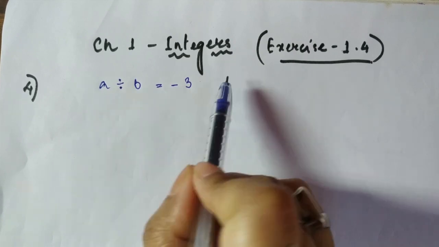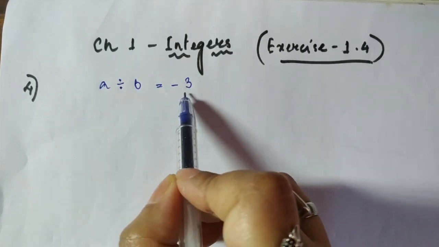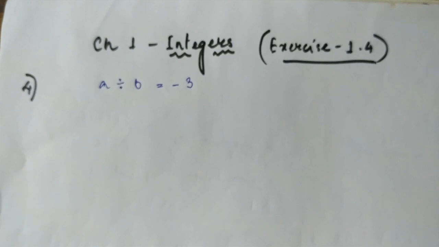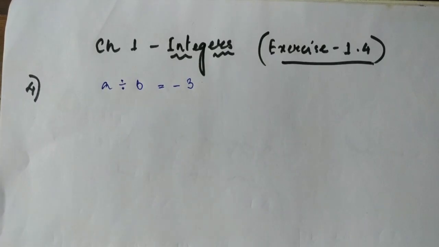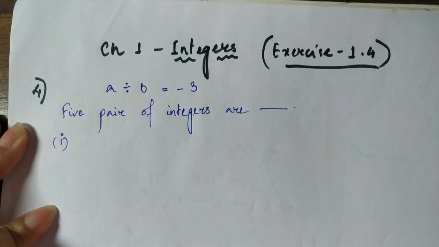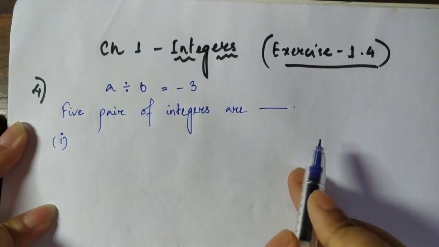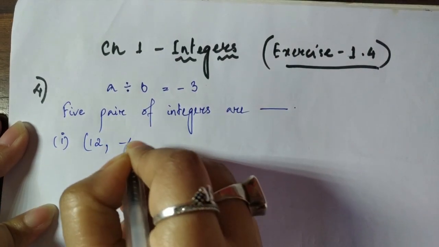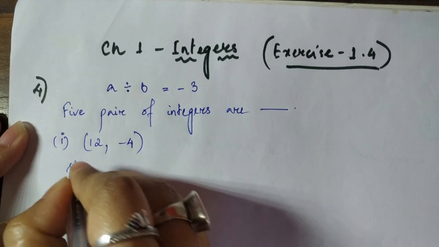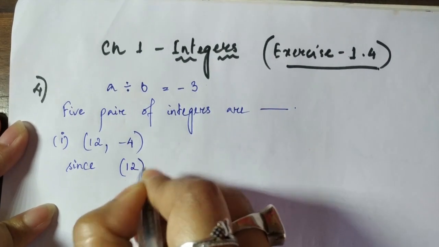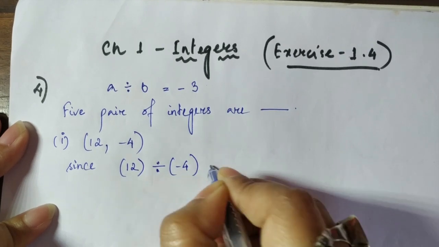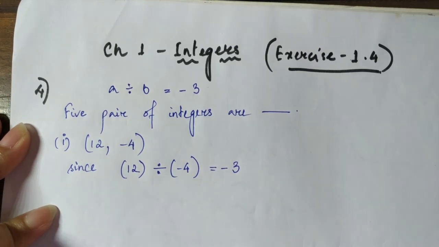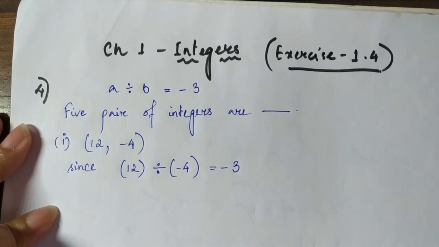Now we know that we have to get the result as a negative integer, so the division should be between one negative and one positive integer. So that is what we have to find out. So let's write down the 5 pairs of integers. The first one is 12 and -4. Since we know 12 divided by -4 will give me -3, this is one pair. Similarly, we will write the other 4 pairs.